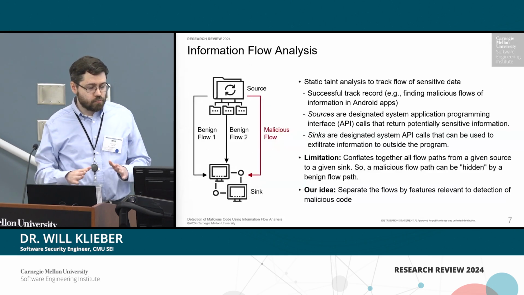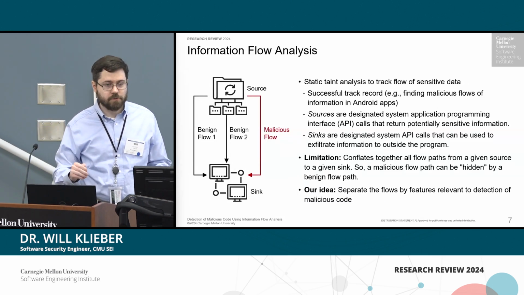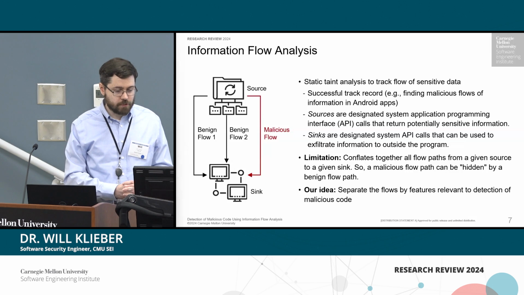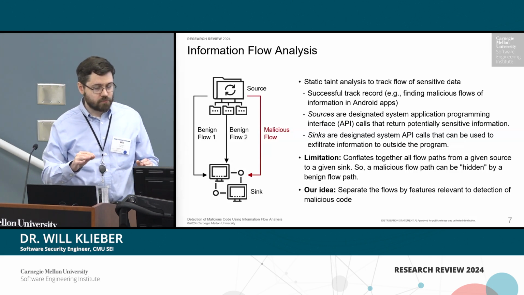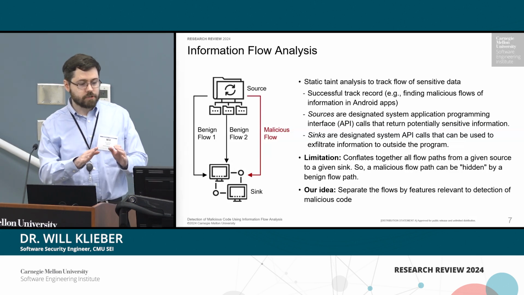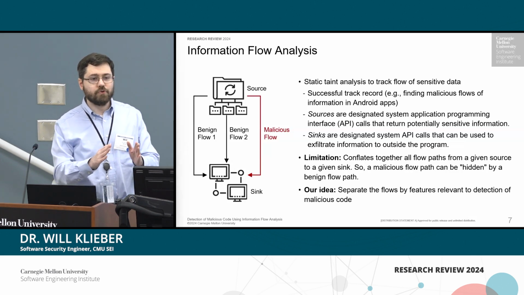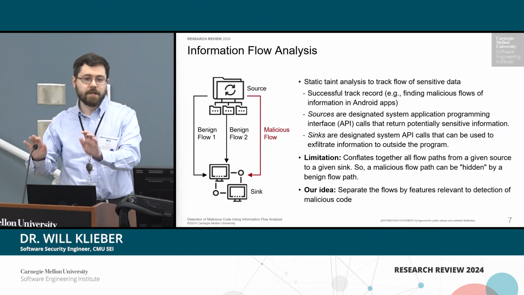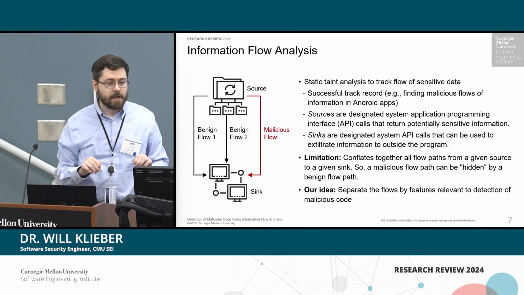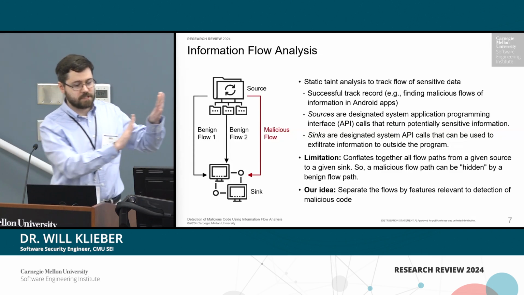So this project uses static taint analysis, which has a successful track record. It's been used for mobile applications a lot to detect malicious flows of information. So in static flow analysis, there's some terminology. There are things called sources and sinks. Sources are system API calls that provide sensitive information to the program. So for example, if your program reads data from a file, that's reading potentially sensitive data from a source. And if you're going to send data over the network, that would be an example of sending data to a sink.